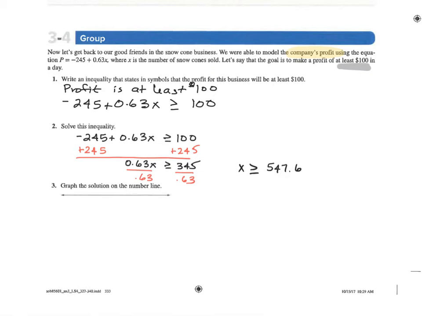Okay, so let's go ahead and graph. So I'm going to just go ahead and put 547.6 in the middle here, and I'll put 547, 548 right there, and that's going to need a closed circle. Let's use the red like we've been doing and shade to the right.